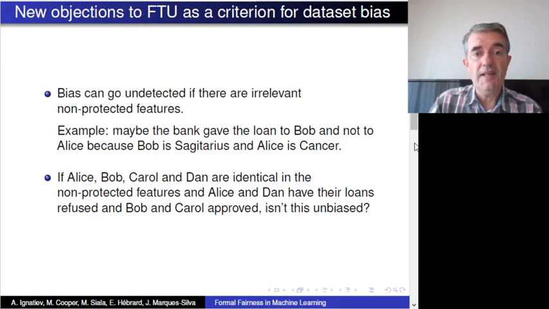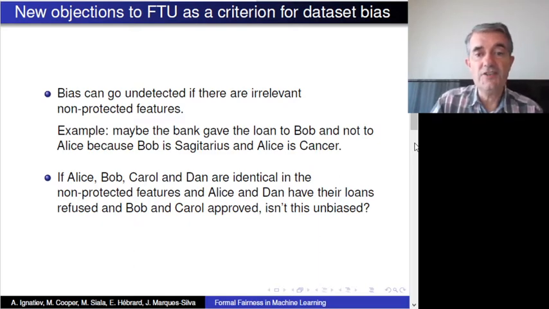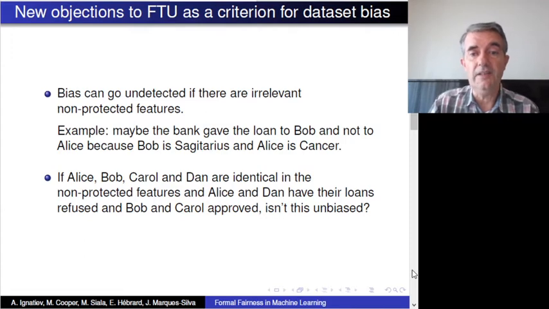Now, a new objection is that bias can go undetected if there are irrelevant non-protected features. For example, to go back to our example of Alice and Bob, maybe the bank gave a loan to Bob and not to Alice because Bob is Sagittarius and Alice is Cancer, or because Bob has a different shoe size to Alice. Clearly this is very odd, and it means that we can't automatically detect bias by applying FTU blindly if there are lots of irrelevant features.